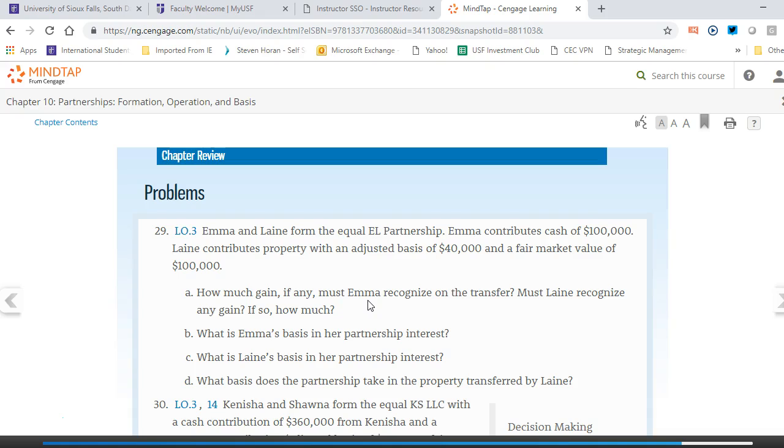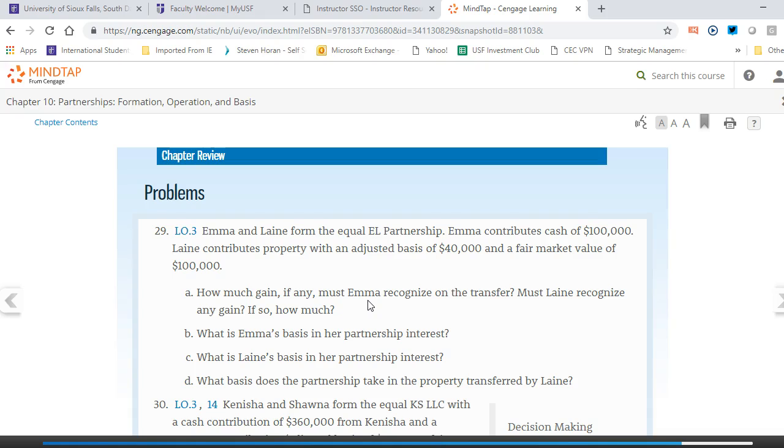And hopefully by now you're realizing, well, they just contributed property they already owned to the partnership. That's not a taxable event. Okay, so they contribute those items. The partnership receives the basis. There's no taxable event there. Letter B, what is Emma's basis in the partnership? Well, Emma contributed $100,000 worth of cash, so her basis is $100,000.